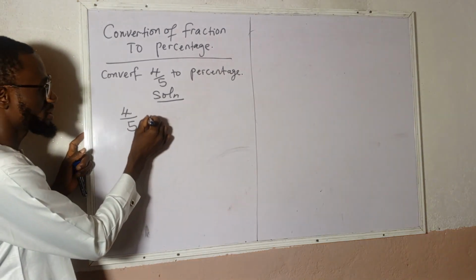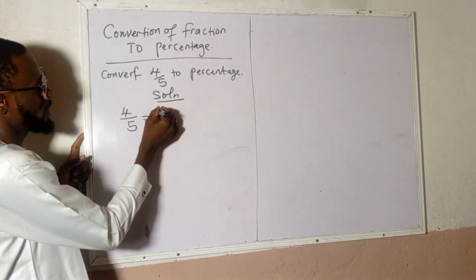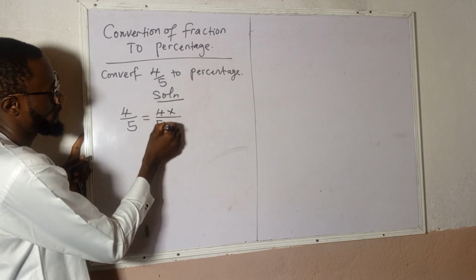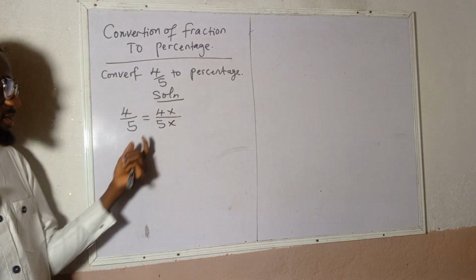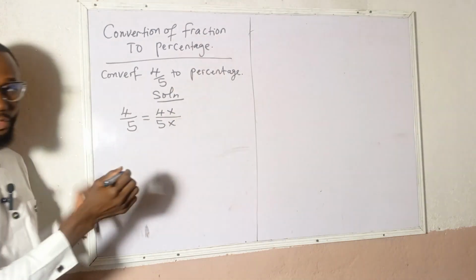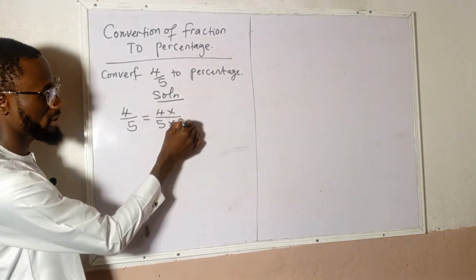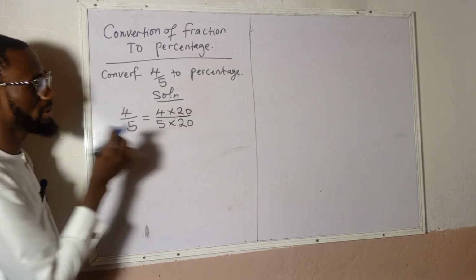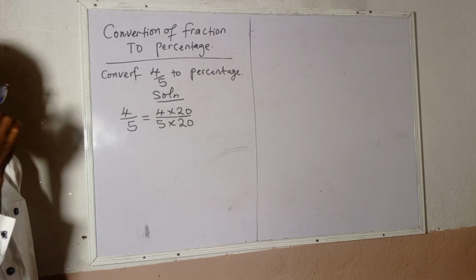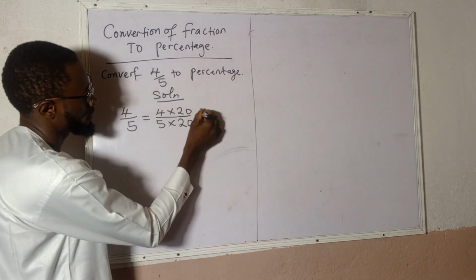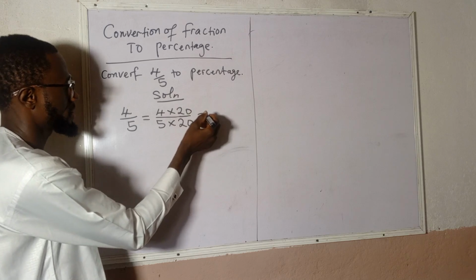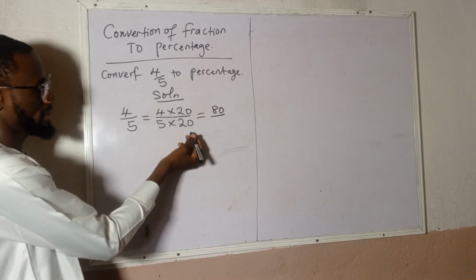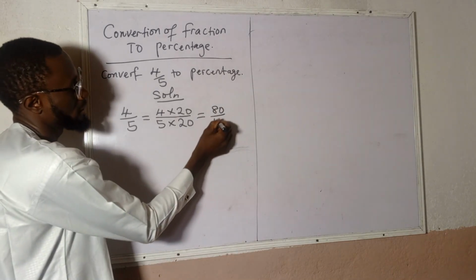Okay, let's say this is equals to 4 times a number over 5 times a number will give 100. Let's say 5 times 20. 5 times 20 is equals to 100. Let's multiply both sides by that 20. This is equals to 4 times 20 is 80, all over 5 times 20 is 100.